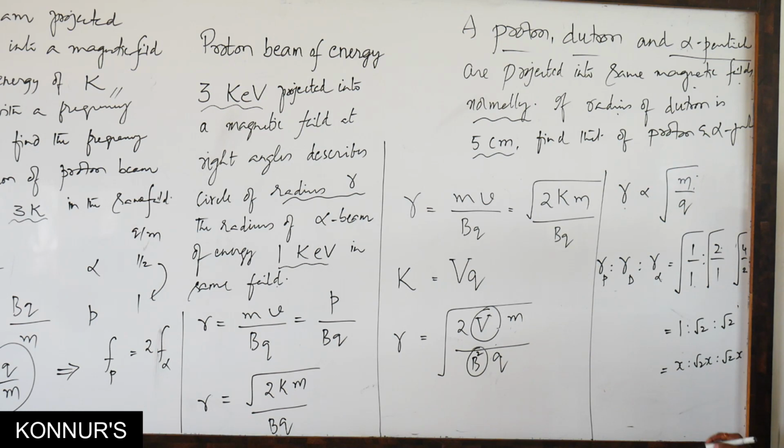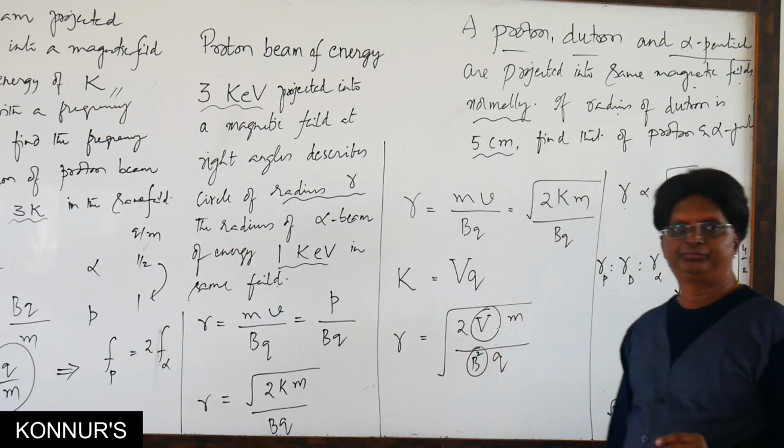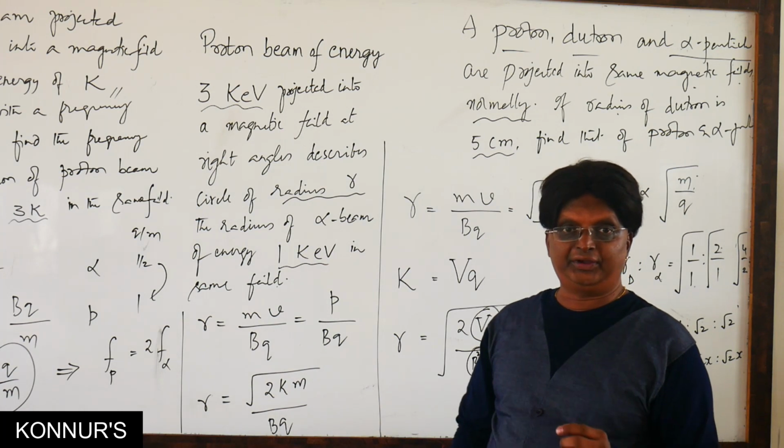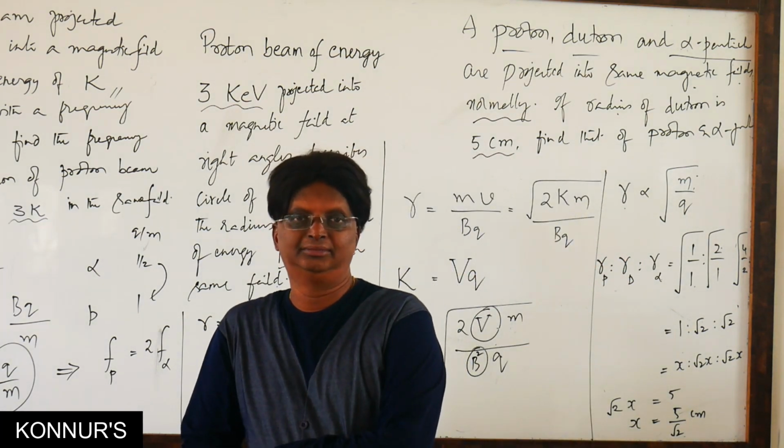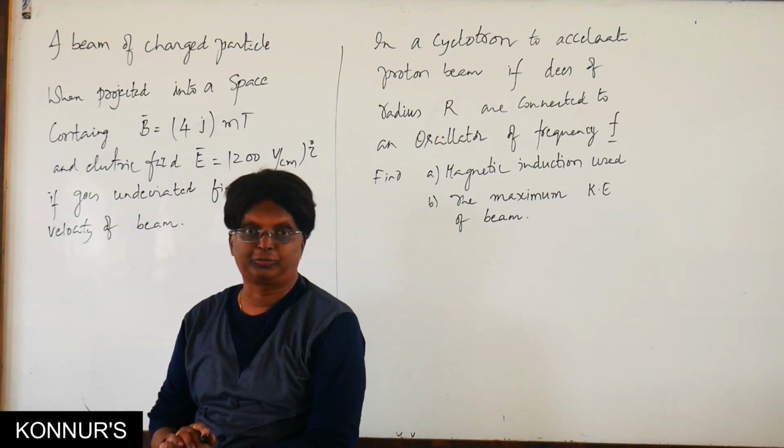Now for the proton, what is that? Root 2 x is equal to 5. Therefore, x is equal to 5 by root 2 cm. So for the proton, the answer is 5 by root 2 cm, and for alpha particle, it is the same as 5 cm. Hope you got it. In comparative examples, make use of the tabular column. This next example is for another good concept.